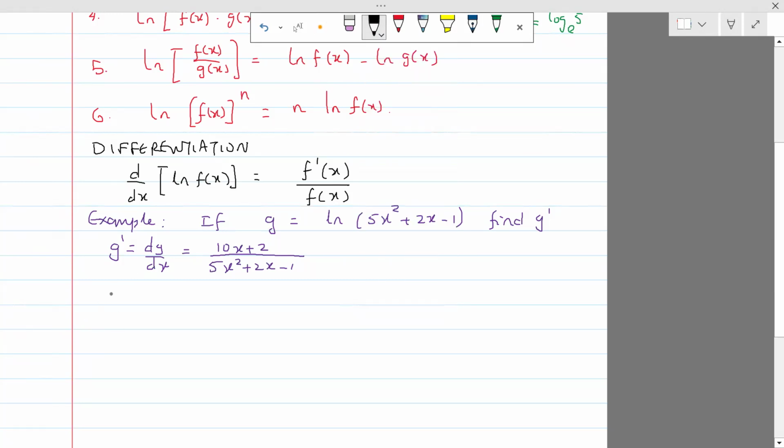Like we have seen with implicit differentiation before, if I have to differentiate with respect to x ln y, this is going to be equal to this differentiation first of all with respect to y, which is 1 over y, and then I multiply it by dy by dx.